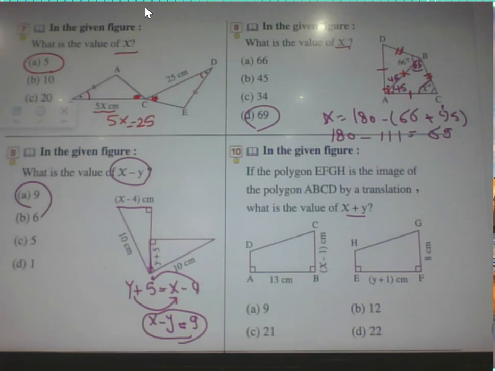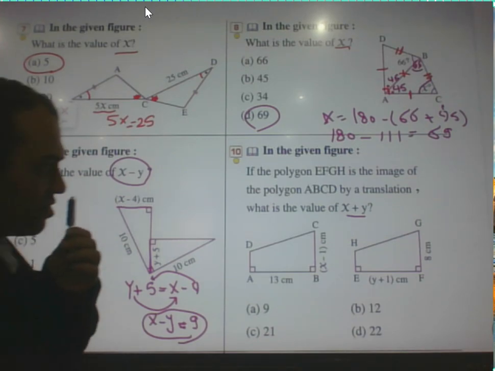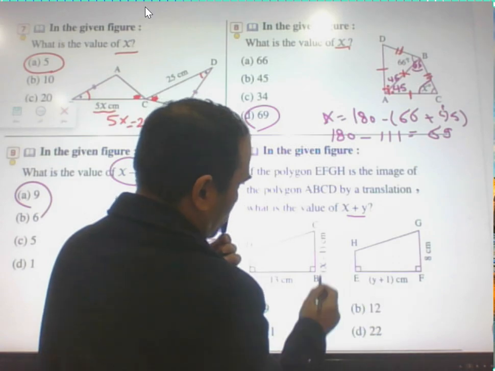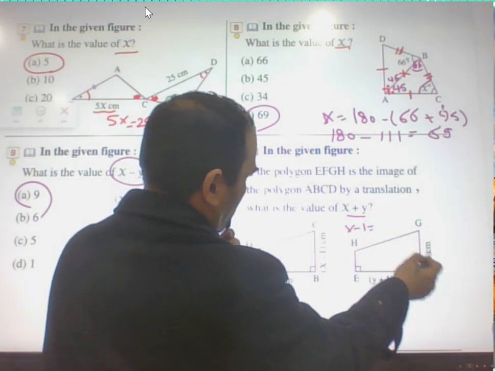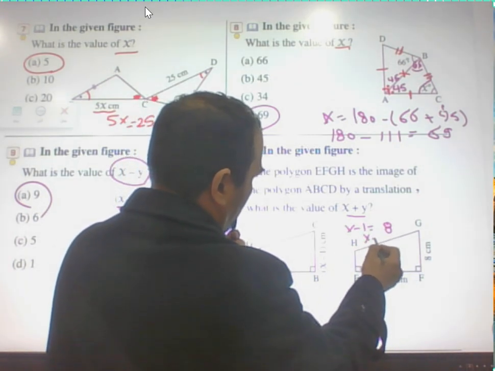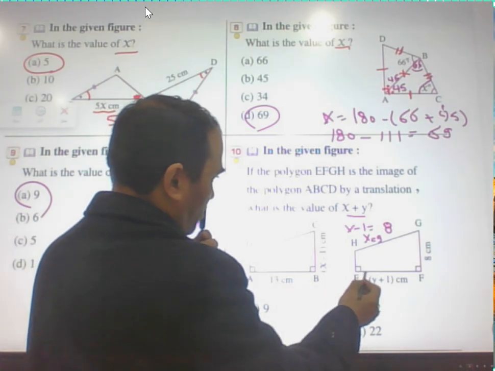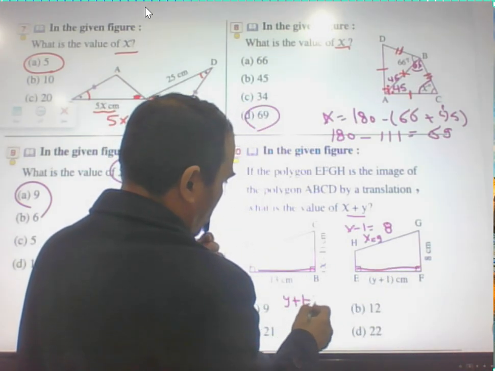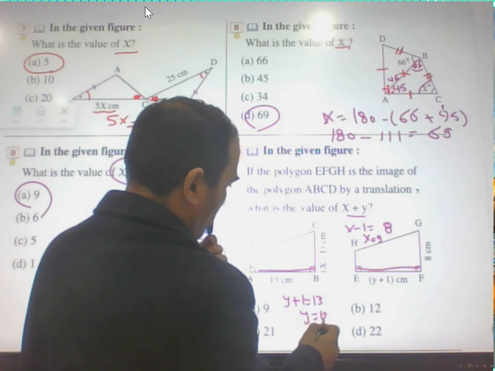Understood? First, x here will be 9. Okay, understood? We have x minus 1 equals 8, so the value of x will be 9. And now we have y plus 1 equals 13. Then the value of y equals 12.